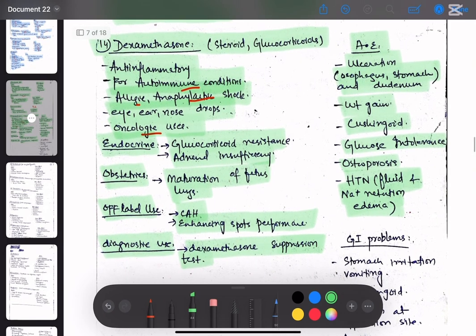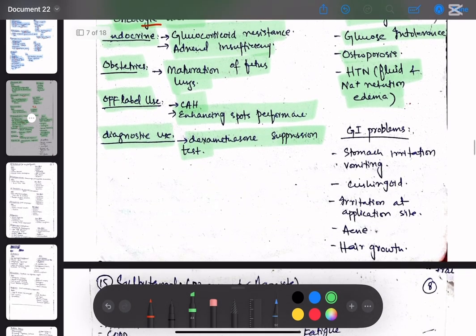The adverse effects are ulcerations of the esophagus, stomach, and duodenum, weight gain, Cushing's syndrome, glucose intolerance, osteoporosis, hypertension, fluid and sodium retention, and edema. The GI problems caused by dexamethasone are stomach irritation and vomiting, Cushing's syndrome, irritation at the application site, and acne and hair growth. These are the GI problems: stomach irritation, vomiting, Cushing's syndrome, irritation at the application site, acne, and hair growth.